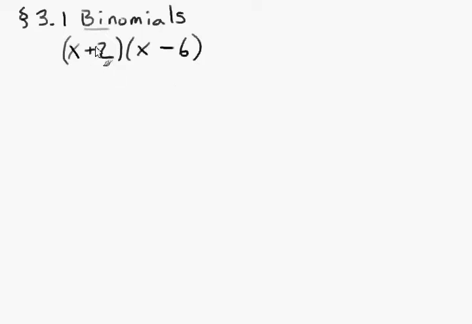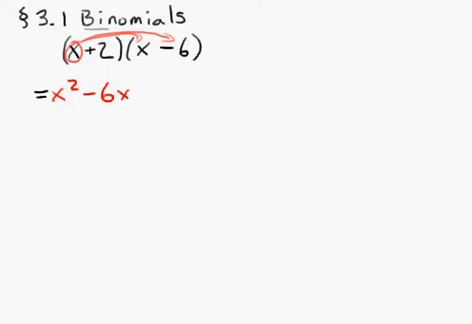Note the order of operations. The addition is happening before the multiplication because of the parentheses. So that means we're going to have to distribute. We're going to double distribute, as a matter of fact. I'm going to take x, multiply it by x, and by negative 6. That gives me x squared minus 6x.